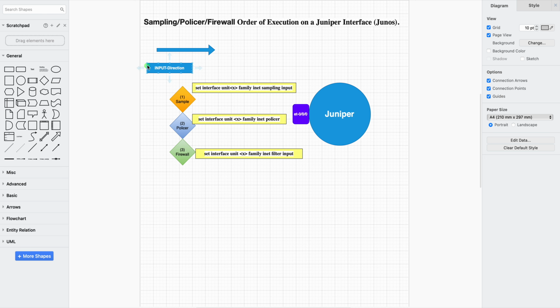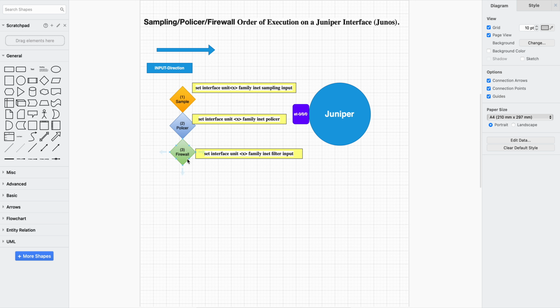That is, if you get traffic that is coming in, because I have sampling, policer, and filter applied all at the same time on a given sub-interface unit, the priority will always be given first to sampling, and then the policer will happen, and then the firewall filter processing will take place.